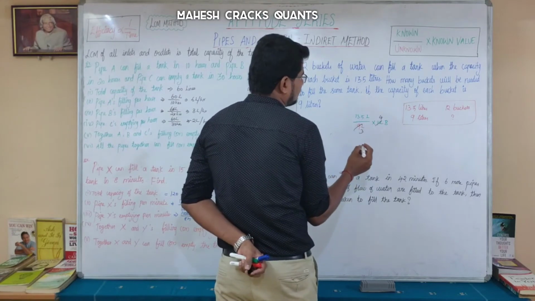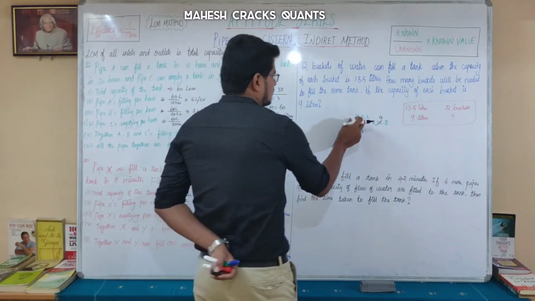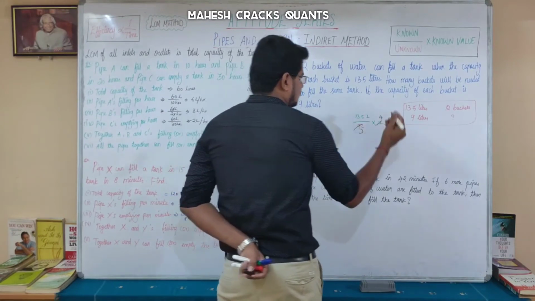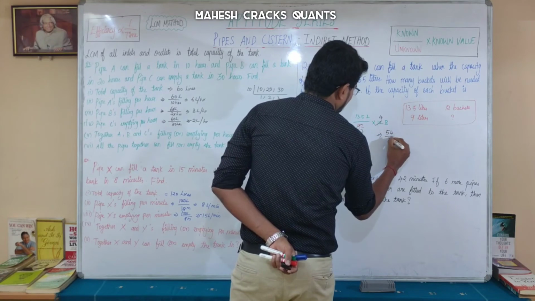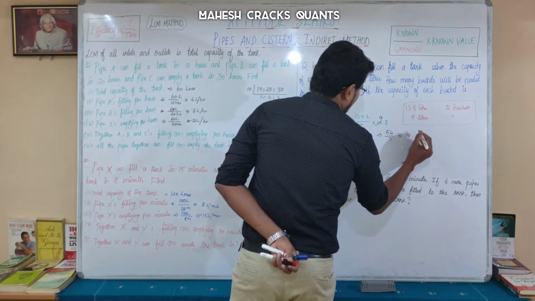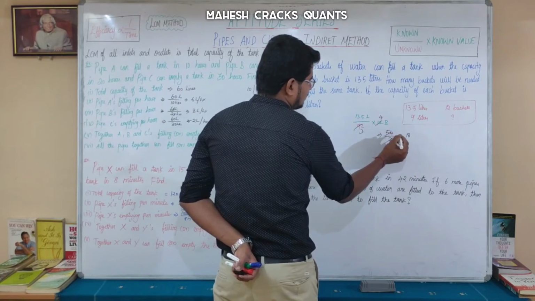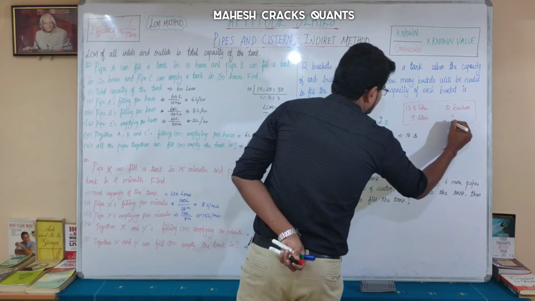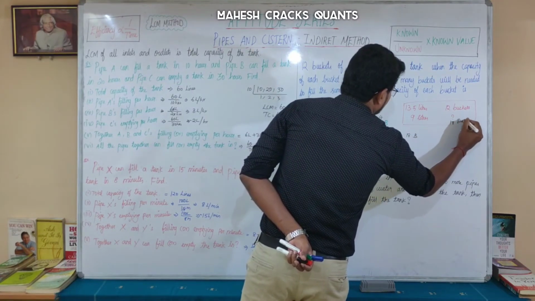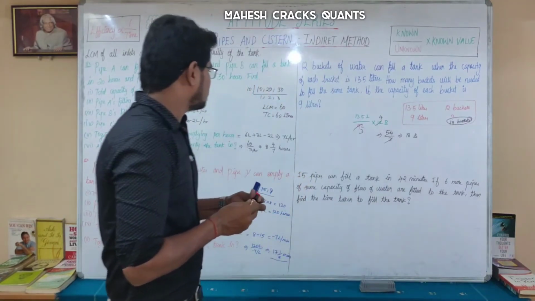So 13.5 into 4. 13.5 into 2 is 27. 27 into 2 is 54. 54 divided by 3. This can be cancelled. 18 times. 3 times 1 is 3, in 5 is 2, 24, so 8 times 3. So 18 buckets are required. That's all. So next question.